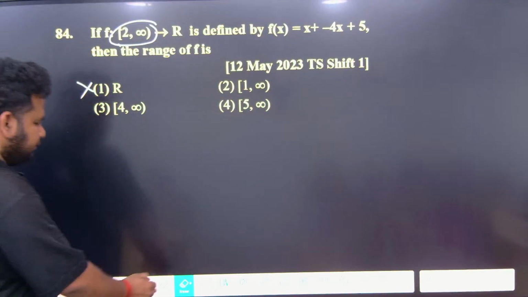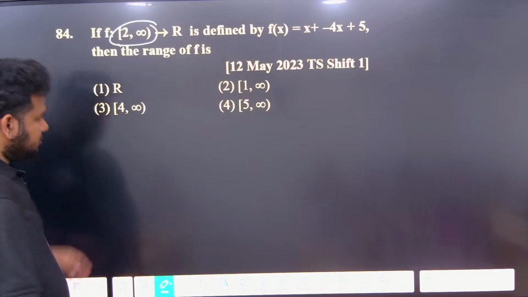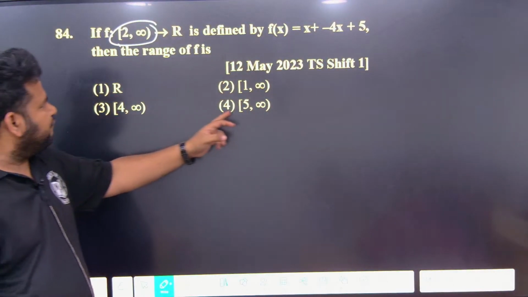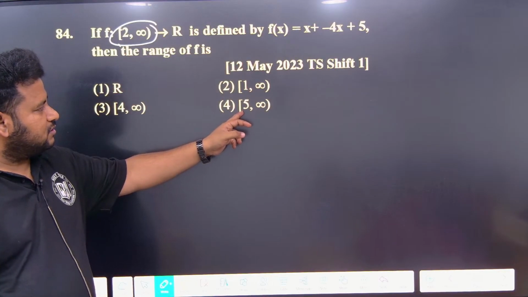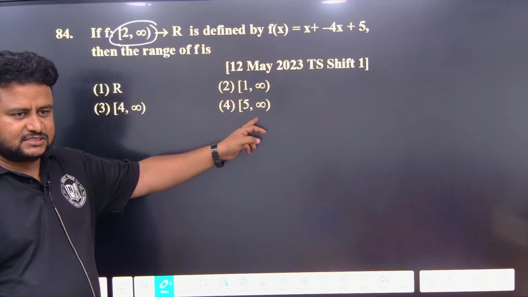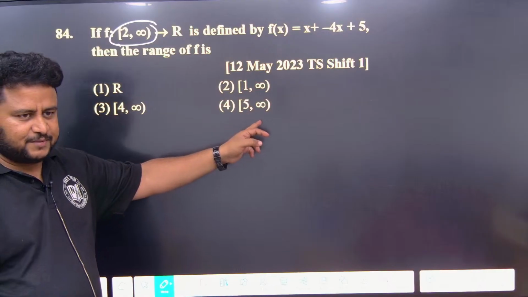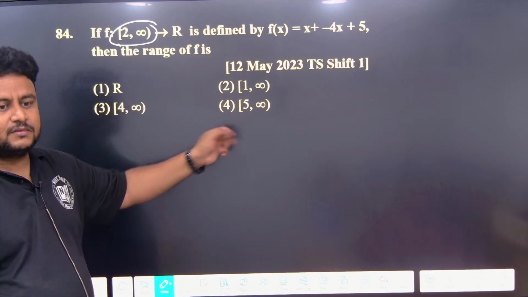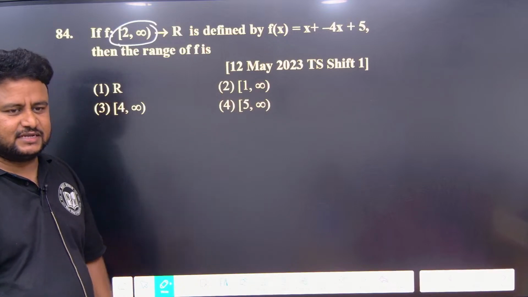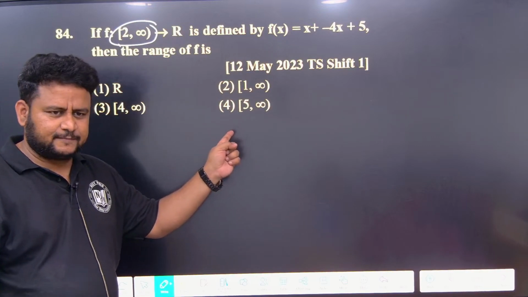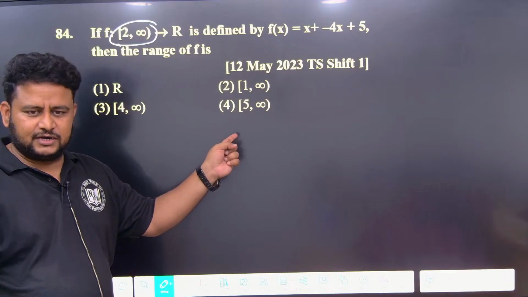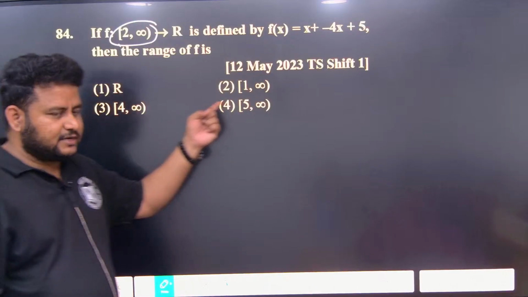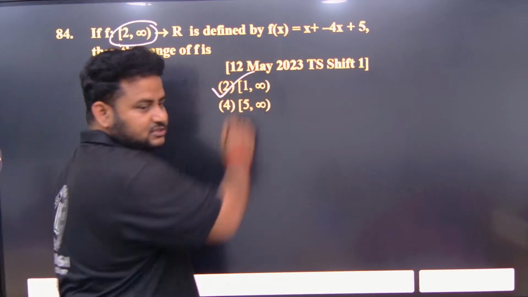Except this you have to give all others means, if you look in this option, it cannot be R, 2 comma infinity is there. So if you write 5 comma infinity, what is involved? 5 comma infinity, everything that is there, that is involved. Is 2 comma infinity involved here? Think correctly. Is 2 included here or not? No. Here 2 is not included. What about here? Yes, that's why this is the answer.